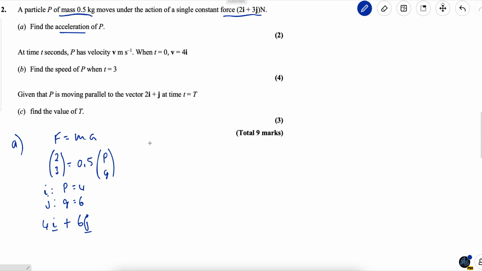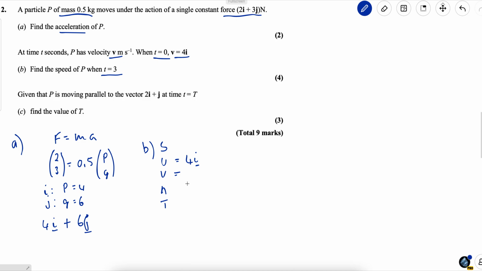For part B, at time t seconds, P has velocity v. When t equals 0, v equals 4i. Find the speed when t equals 3. So this looks like a suvat. So let's write down the conditions: s, u, v, a, and t. I know that initial velocity given here is 4i. Final velocity, I don't know.